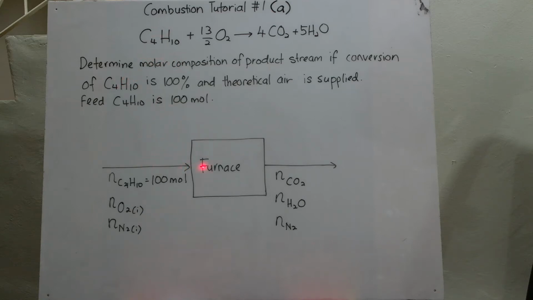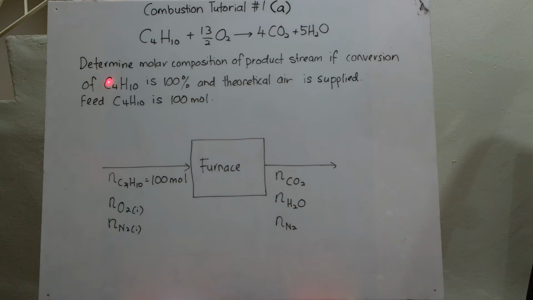So we know the reaction here will be in a furnace because it's combustion. So for combustion we'll use the unit operation furnace, where for our feed there will be butane, 100 mole. But we do not know the number of mole of oxygen and nitrogen that comes in with the theoretical air, because we also do not know how much theoretical air yet, because we haven't calculated it yet.